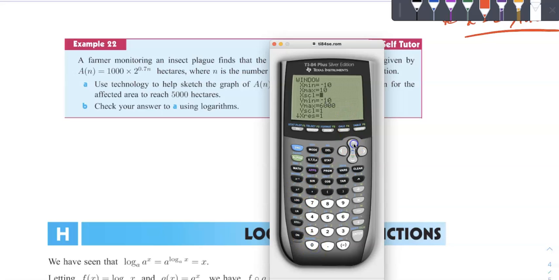Now my x, 10 might be okay, but I feel like they're not going to cross for a while, so I'm going to put this at like 100 or something. See if they cross at 100. Then we hit graph, and 100 was way too much because they crossed very shortly. So let me go back to my window. Let's maybe go negative 10 to 10. That's what I want here. Press clear, just to make sure.